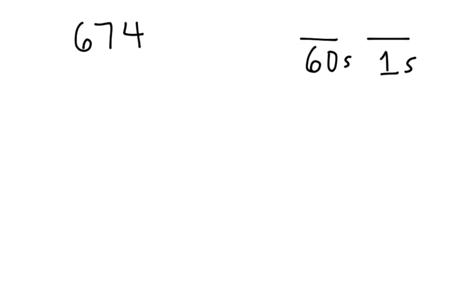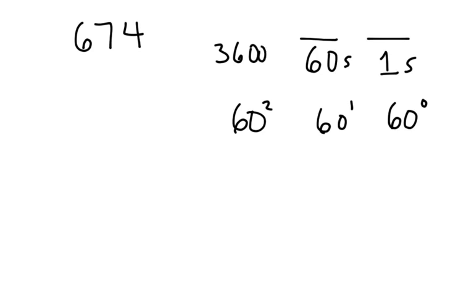Well, let's see. This is 60 to the 0 power. This is 60 to the 1st power. So the next place value would be 60 to the 2nd power, which is 3,600s. Well, my number isn't that big, so I'm not going to need any 3600s. I'm just going to need 1s and 60s.